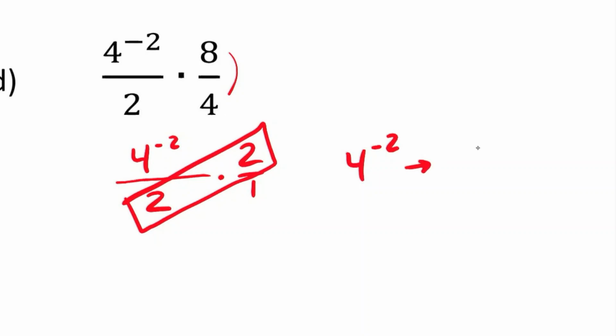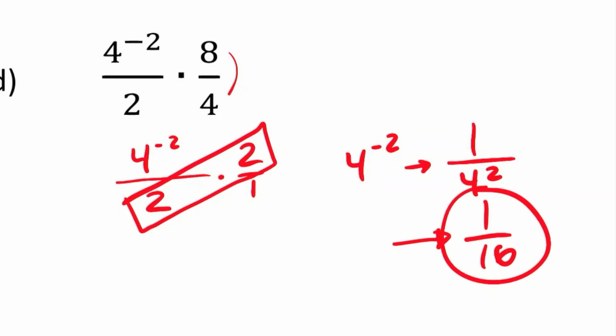And 4 to the negative 2nd power is the same as 1 over 4 to the positive 2nd power, which is the same as 1 over the number 16. So 1/16 is the answer for part C.